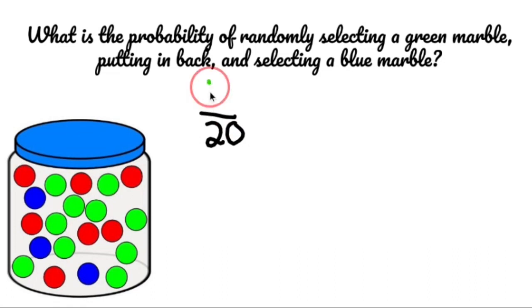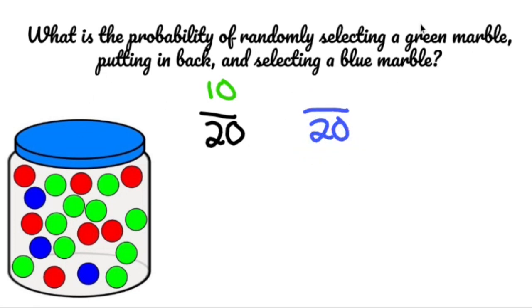I counted the green marbles, and there's 10 green marbles. So our probability of pulling out a green marble is 10 out of 20. Now we're taking that marble and putting it back. So once again, we have ourselves 20 marbles. So I have a total again.